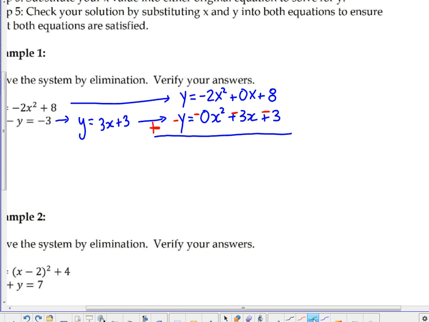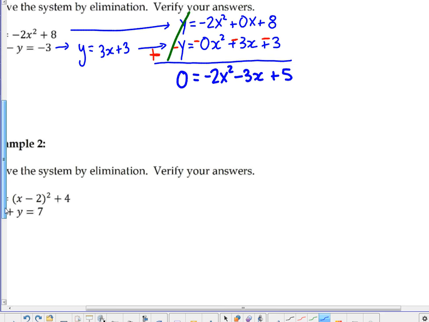Okay, so now we can add y plus negative y. Okay, y plus negative y, what happens? Cancel, so we're left with 0. 0 equals, what's negative 2x squared plus 0? Plus negative 0, which is still 0. So negative 2x squared. What is 0 plus negative 3? Negative 3x, good. And 8 plus negative 3, 5. Okay, how are we going to solve this? Factor. So first, before factoring, take out a negative.